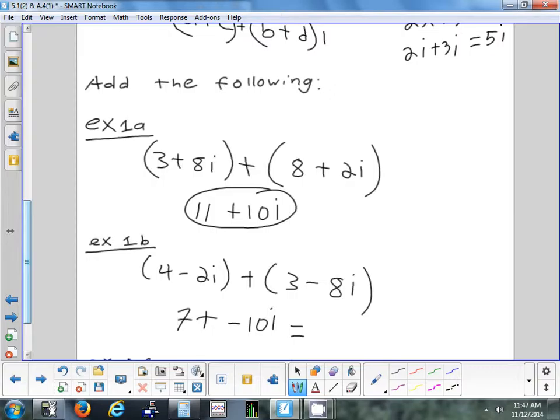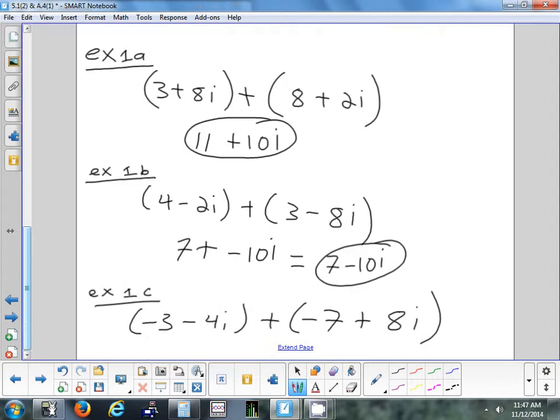Or how could I simplify that? Yeah, you could just write 7 minus 10i. That's still standard form. Whether there's a plus or a minus, it doesn't matter. Okay, let's try one more with addition.